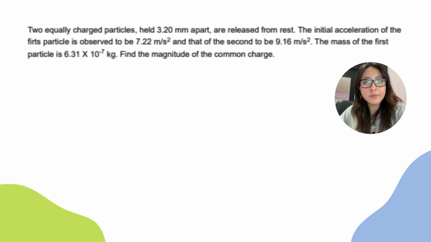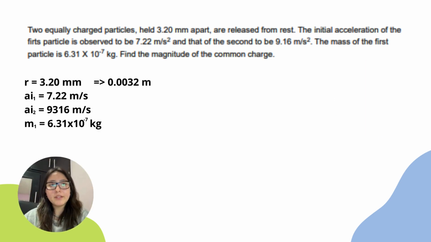This problem is solved using Coulomb's law. It says that two equal charged particles held 3.20 millimeters apart are released from rest. The initial acceleration of the first particle is observed to be 7.22 meters per second squared, and that of the second to be 9.16 meters per second squared. The mass of the first particle is 6.31 times 10 to the minus 7 kilograms, and we have to find the magnitude of the common charge.